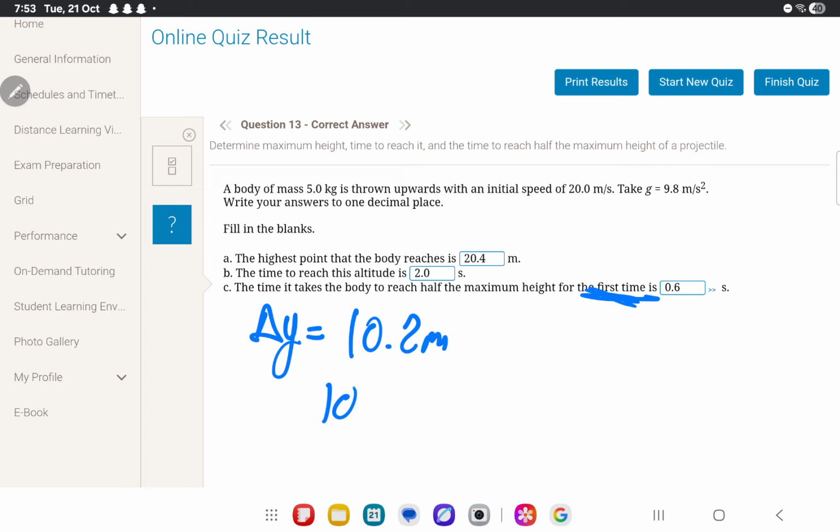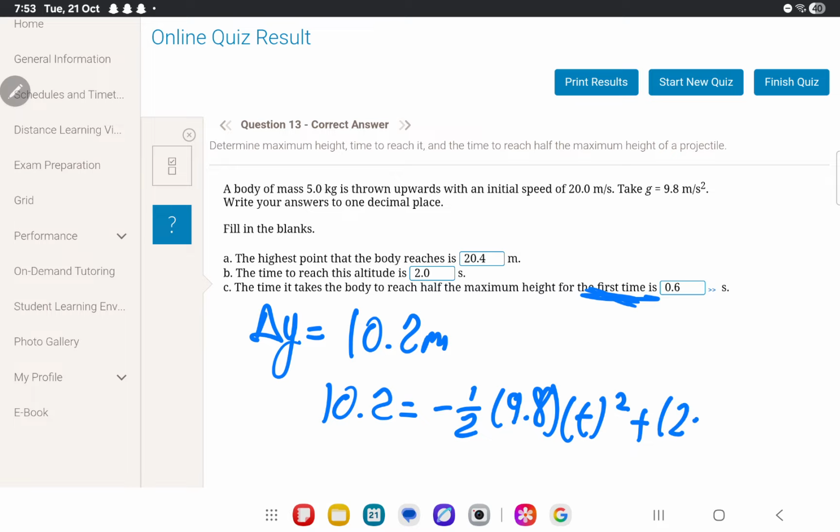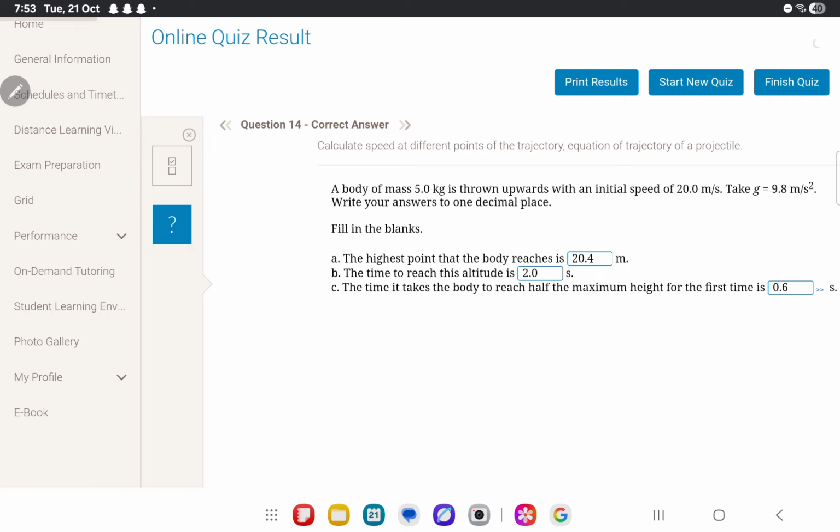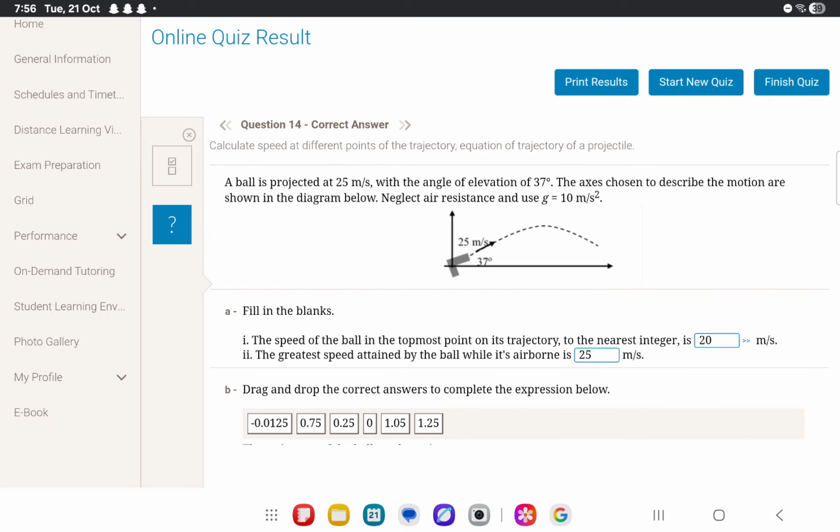So 10.2 is equal to negative half of 9.8 times t squared plus v0, which is 20 sine 90, which is 1, times t. You do this on the equation solver, or again, you rearrange and solve for it. So 10.2 equals negative half of g t squared plus 20x. This gives you 0.59, which is 0.6. So this is the correct answer. That's done. Okay, for the second part of this question, this part is very easy.